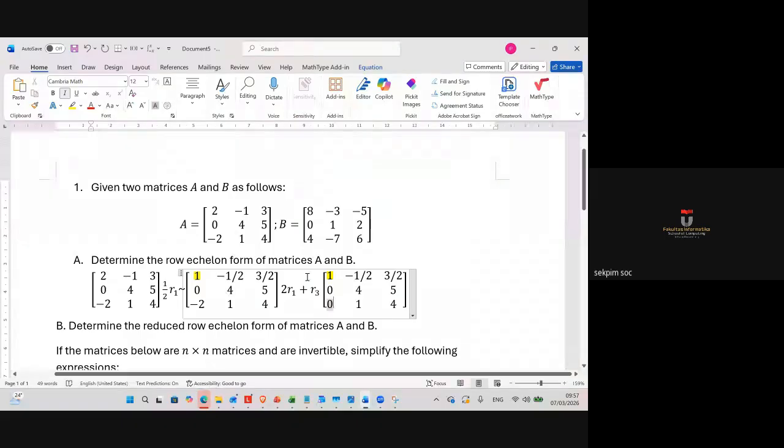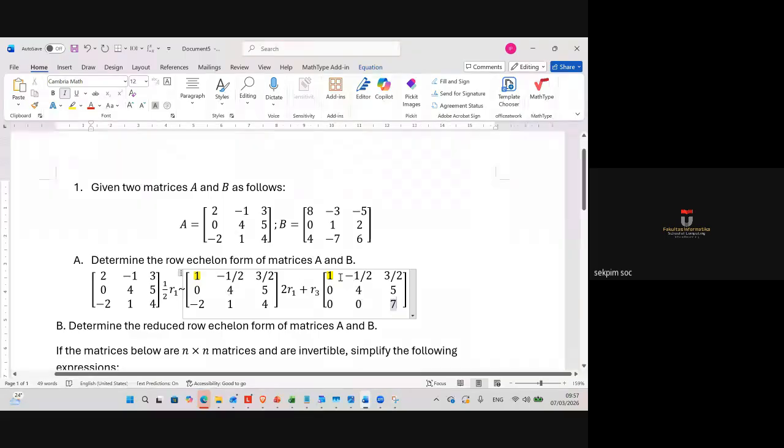This is 1 plus 2 times minus half. 2 times minus half is just minus 1. Minus 1 plus 1 is 0. And this one is 4, right? Plus 2 times row 1. 2 times row 1 is just 3, right? 3 plus 4 is just 7.